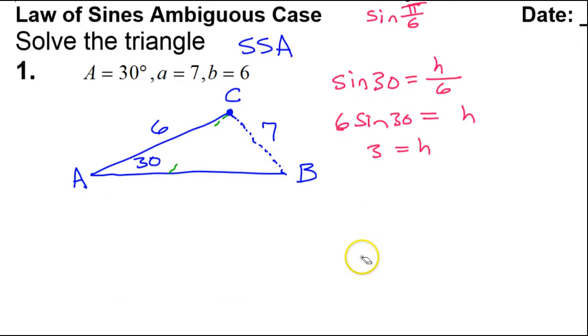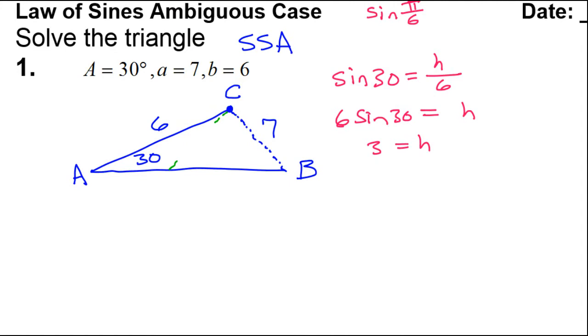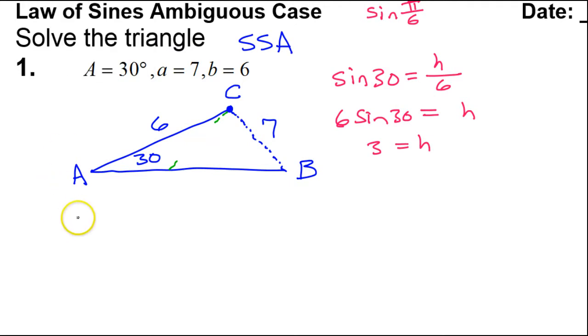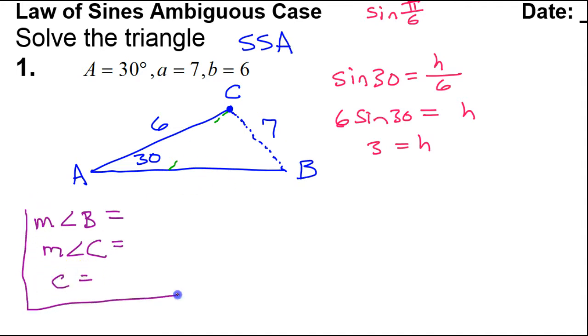With that in mind, we can go ahead and solve this triangle. The three pieces of information that we're going to need: we are missing angle B, so we're going to have to find the measure of angle B. We are missing angle C. And we are missing side C. So to solve the triangle, we will have to find these three pieces of information. So let's go ahead and use the law of sines.